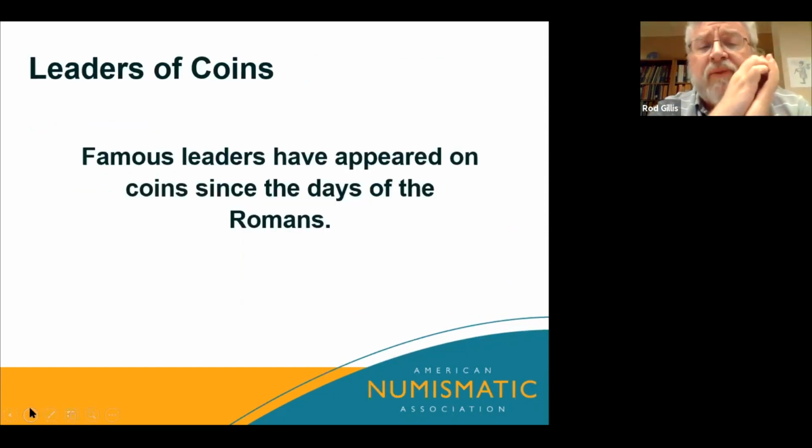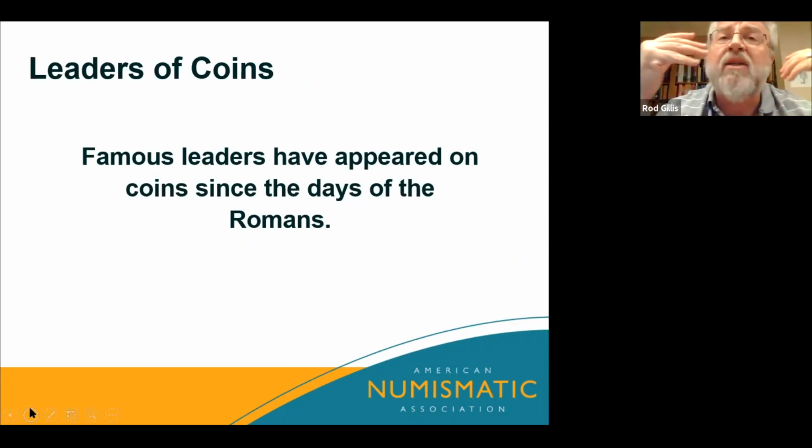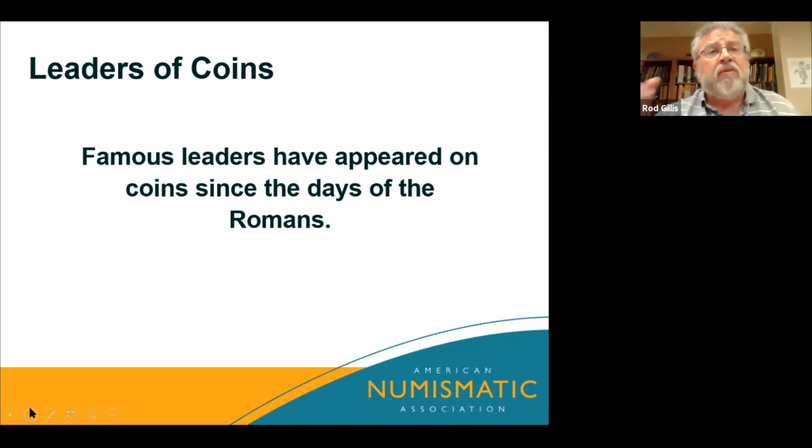Leaders on coins. Famous leaders have appeared on coins since the days of the Romans. We tend to think, sort of like everything else here in the United States, that we created the idea of having famous people, dead presidents, on our coins. And really, the idea of having famous people on our coins, famous live or real people, started during the days of the Romans.